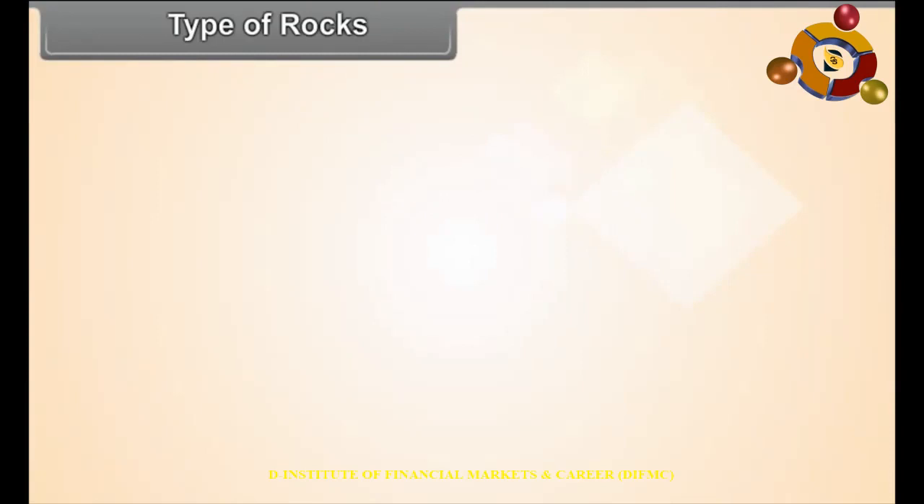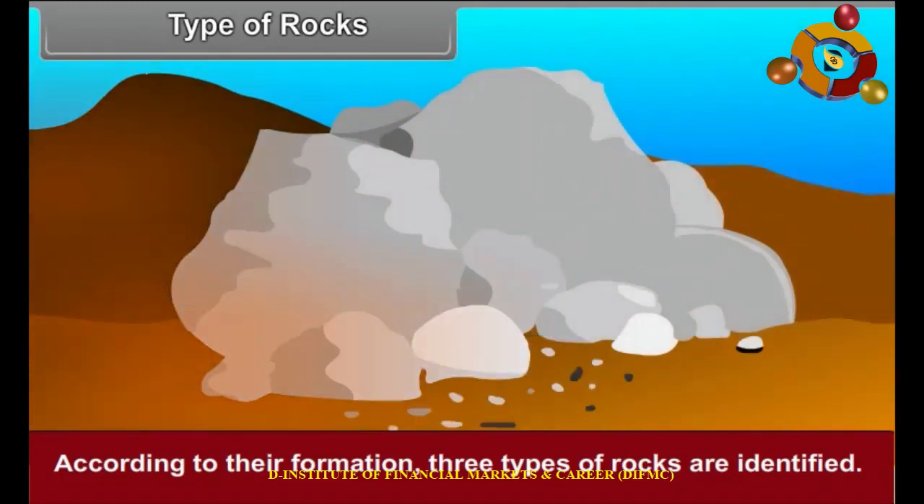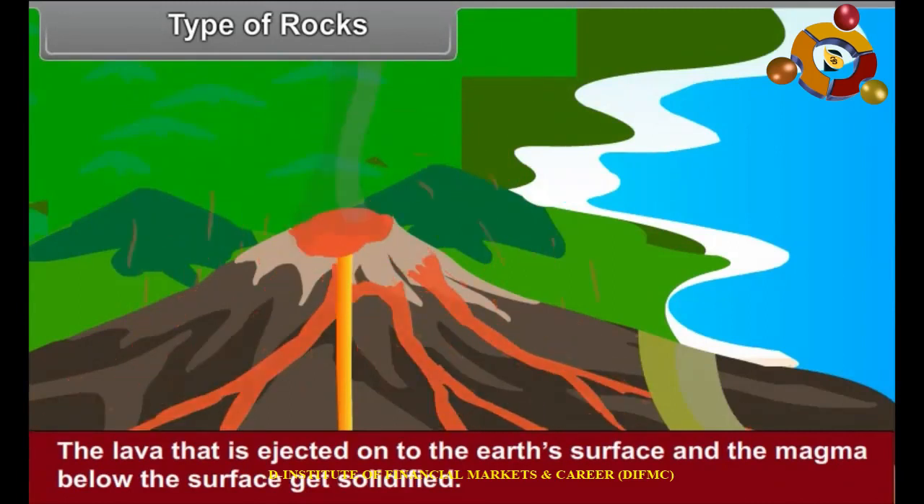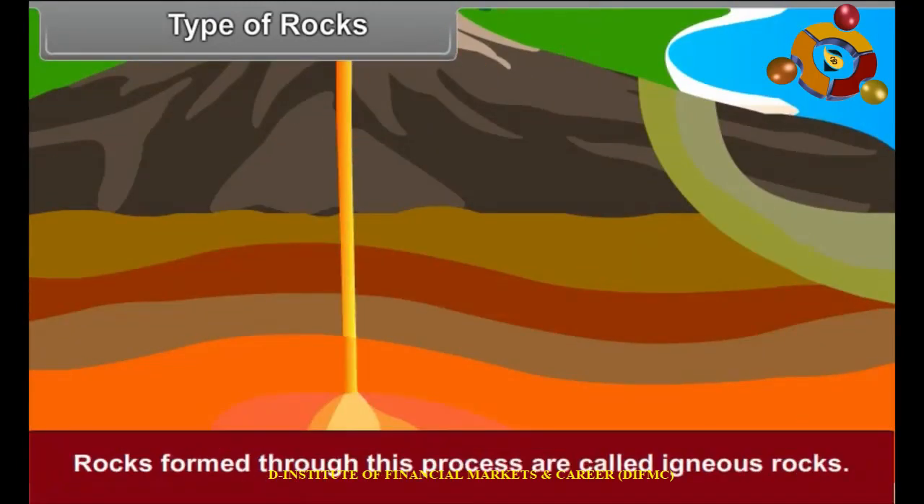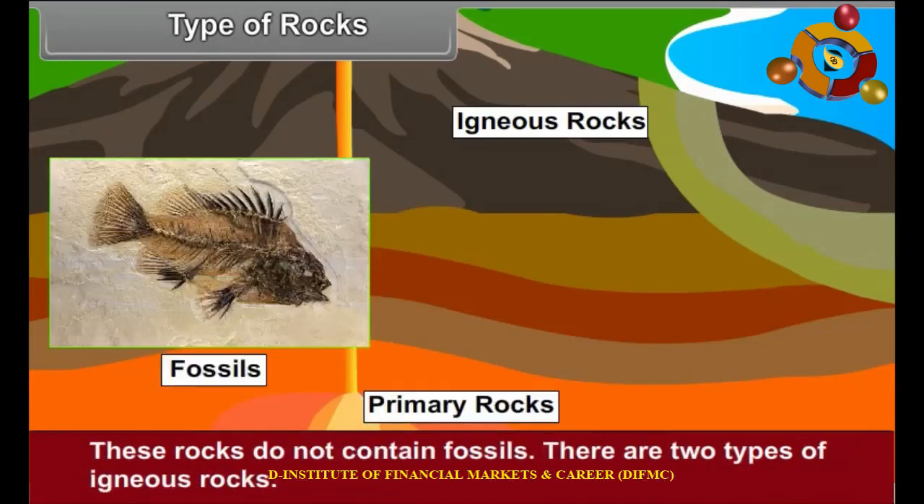Types of rocks. According to their formation, 3 types of rocks are identified. Igneous rocks. The lava that is ejected onto the Earth's surface and the magma below the surface get solidified. Rocks formed through this process are called igneous rocks. As these rocks are formed out of the material that comes from the interior of the Earth, they are also known as primary rocks. There are 2 types of igneous rocks.